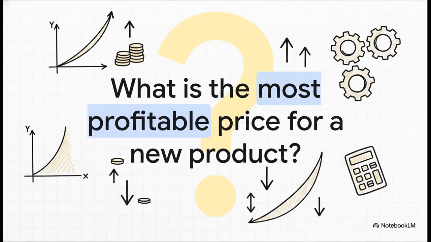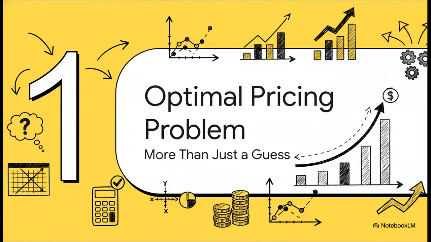On the other hand, if you set the price too low, you might sell a ton of them, but your profit on each one is so tiny that you don't even cover your costs, and you end up losing money. It's a classic dilemma, right? Well, our goal today is to replace that guesswork, that gut feeling, with a solid mathematical method for finding that perfect sweet spot.